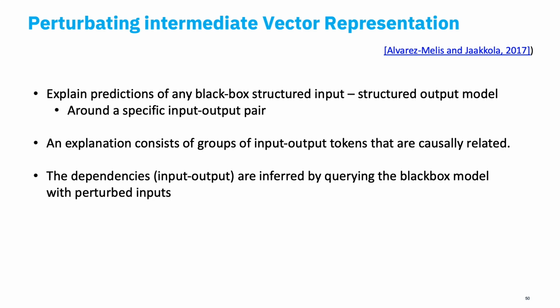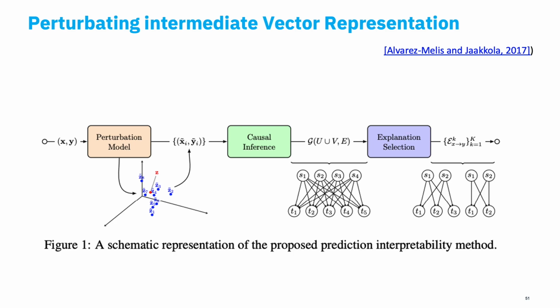The dependencies between input tokens and output tokens are inferred by querying the black box model with perturbed inputs. This is a figure taken from their paper that illustrates their approach. The core idea is quite similar to LIME. Basically, when they have to explain an input-output pair, they first obtain perturbed versions that are semantically similar to the original one, but with minor changes.